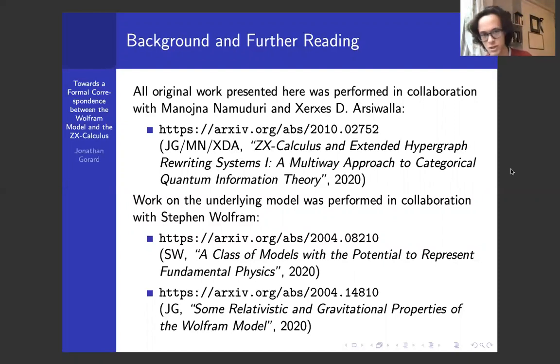So let me begin by saying that the original work I'm going to be presenting here was done in collaboration with Manojna Namaduri and Zuxi Zasawala, and the underlying model, as the name suggests, was not developed by us. It was developed by Stephen Wolfram and subsequently refined by various people, including myself.